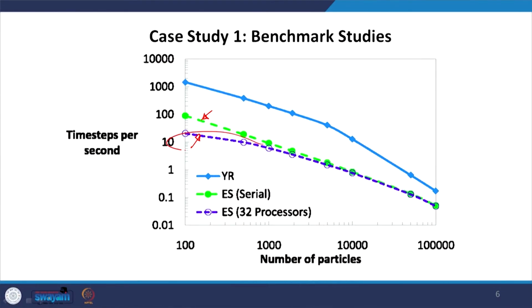And what we can see clearly is that the efficiency of the parallel program is actually worse in comparison to the serial program. In fact, there is a huge drop in efficiency as we go from serial to parallel.